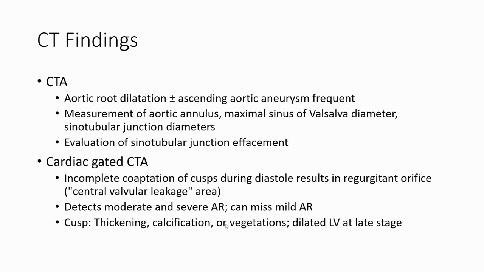In CT, CTA can find aortic root dilatation, plus or minus ascending aortic aneurysm, frequently. Measurements include the aortic annulus, maximal sinus of Valsalva diameter, sinotubular junction diameter, and evaluation of sinotubular junction effacement. On cardiac gated CTA, incomplete coaptation of the cusps during diastole results in a regurgitant orifice. It can detect moderate and severe aortic regurgitation but can miss mild aortic regurgitation, calcification, or regurgitation, and shows a dilated left ventricle in late stage.